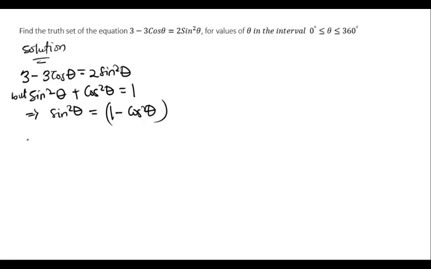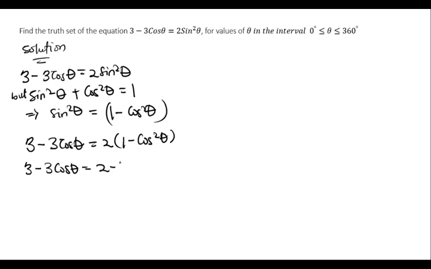So from here we just have the equation, we write it down: 3 minus 3 cos theta is equal to 2. Now in place of sine squared theta, we input the value 1 minus cos squared theta. Okay, so from here we have cos, we can go ahead and solve our equation. So we have 3 minus 3 cos theta is equal to 2 minus 2 cos squared theta.